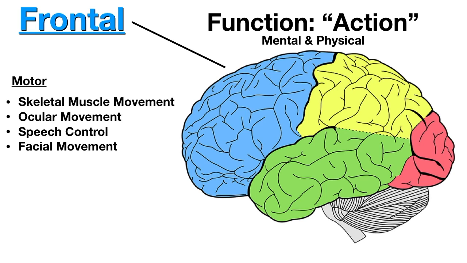So again, the overall function of the frontal lobe is action. This could be mental actions that are involved with executive functioning or physical actions that are involved with motor control. And just like we said with executive functioning, how there's specific cortical areas within the frontal lobe that help with that, there are also specific cortical areas that help with motor control. And let's talk about what those areas are now.